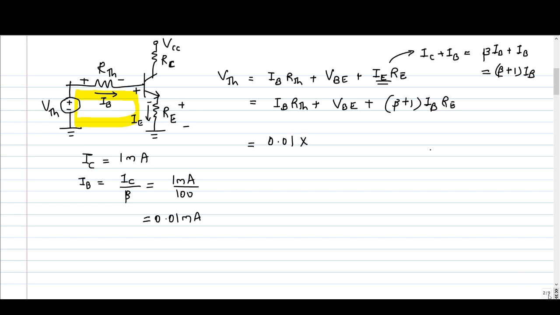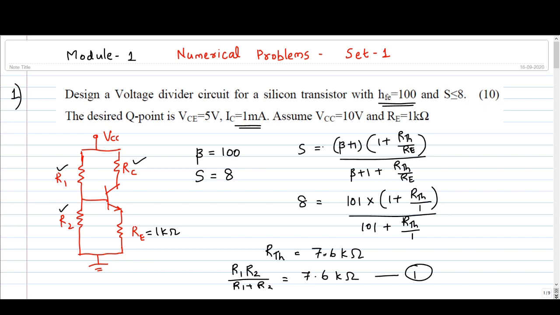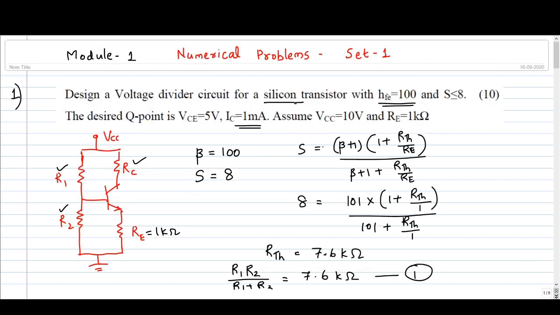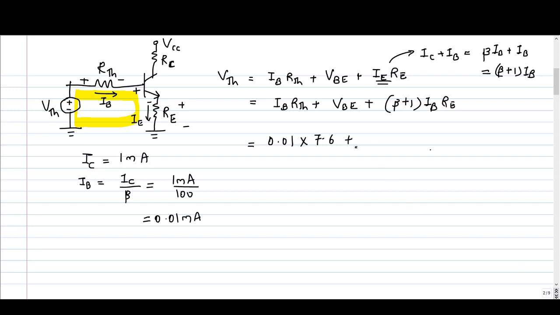0.01 milliampere into RTH. We got from the first equation RTH as 7.6 kilo ohm. So 7.6 plus VBE. In the question it is given that it is a silicon transistor. So VBE is typically 0.6 or 0.7. We can take 0.7 volt. Then beta plus 1 is 101. IB is 0.01 milliampere. RE is 1 kilo ohm. Please remember that I have substituted the currents in milliamperes and resistances in kilo ohm. So the answer will be in volt. If you simplify this, you will get 1.686 volt.